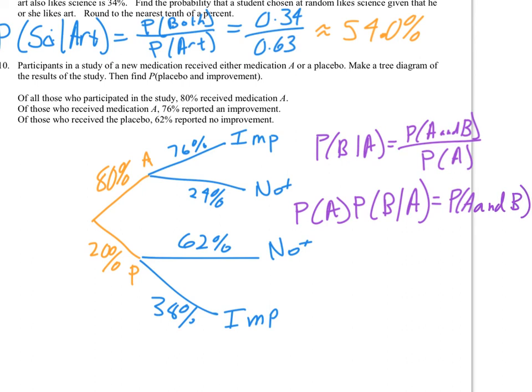Okay, that'll tell us. Because the 38% here is the probability that they felt improvement given that they had the placebo. And the probability that they got the placebo is 20%. So really we just do the 20% times the 38% in order to get our answer. So 0.2 times 0.38. So exactly 7.6% got the placebo and felt like they had improvement.